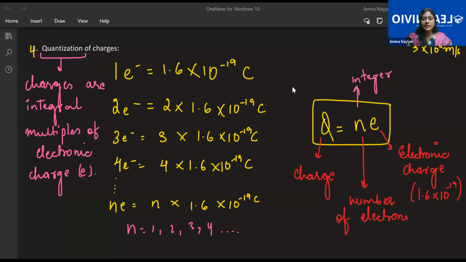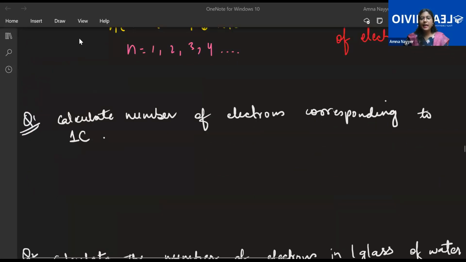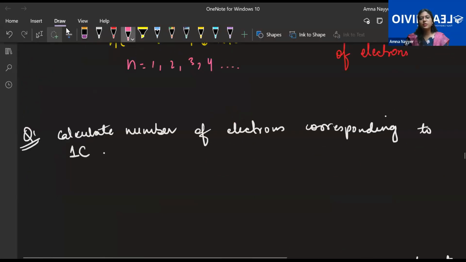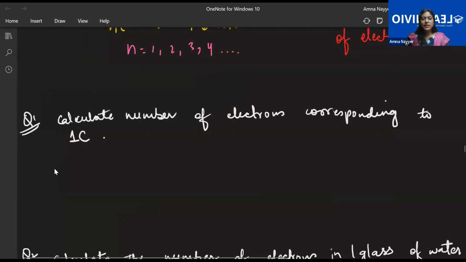Okay, let us discuss some questions. See, this is the first question. It is saying calculate the number of electrons corresponding to 1 coulomb. Means the charge is given as 1 coulomb. Now you have to find out the number of electrons. Electronic charge will not be given to you in the question. So 1.6 into 10 to the power minus 19. This should be remembered by you.